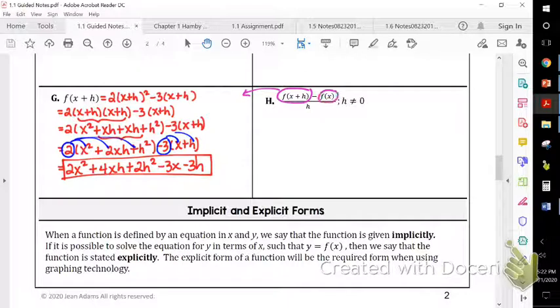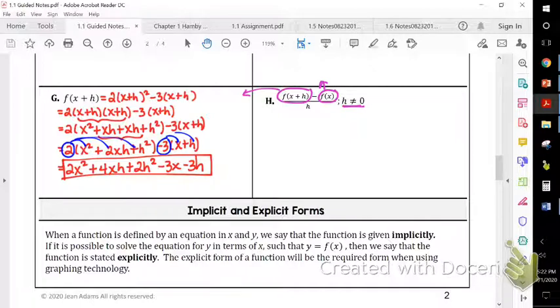Do I know f of x? Yes, that's what was given to me up at the top. And then we're just going to subtract them and put it all over h. And this is just notation over here. It says h cannot equal 0, and that's because h is in the denominator of the fraction.